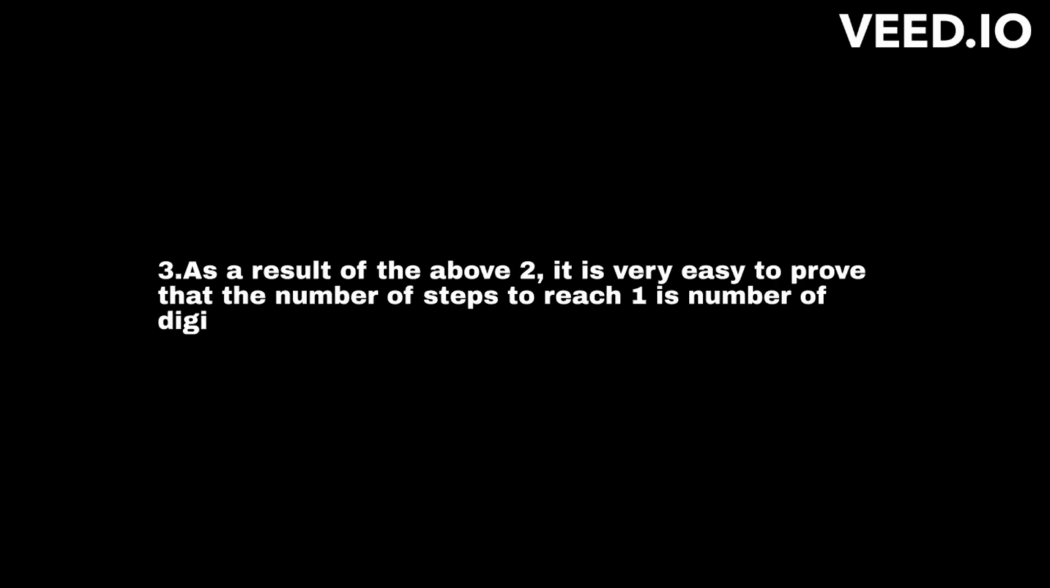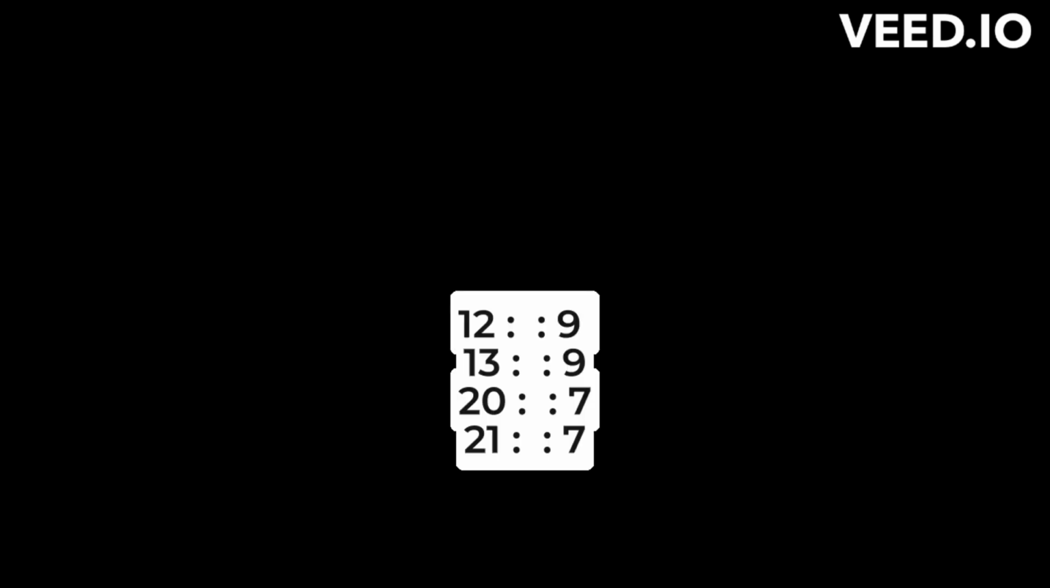As a result of the above two, it is very easy to prove that the requisite number of steps is the sum of the number of digits in the representation and the first digit, 1. Consequently, changes only in the first digit and number of digits will produce a change in the number of steps. An interesting observation: the number of steps to reach 1 for 12, 13, 20, 21 is given.